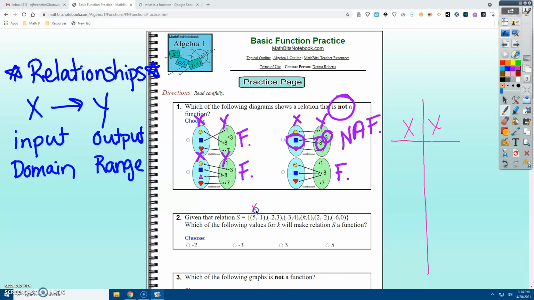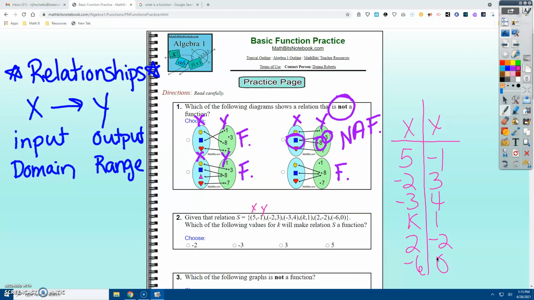So remember, this is always going to be our x, and this is always going to be our y. That's for all of them. So for 5, I have -1. For -2, I have 3. For -3, I have 4. And then down here, I have k, which is my unknown, which is fine. And then I have 1. Then I have 2 and -2. And then I have -6 and 0. So I'm going to look at these. 5 is -1. -2 is 3. -3 is 4. K is 1, 2 is -2, and -6 is 0.